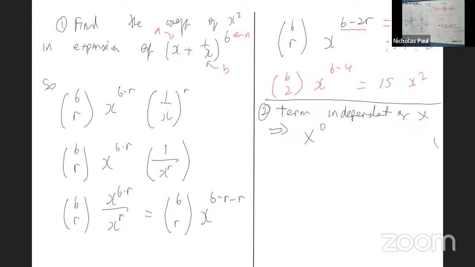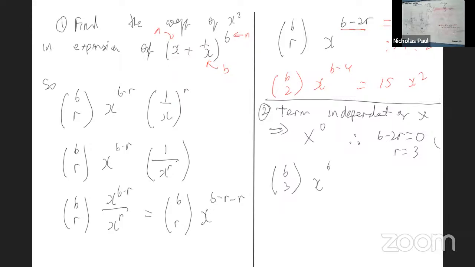If I said independent of x, you have to figure out which R value will give you x to the power of 0. What's the answer? R is what? So 6 minus 2R is 0. So R is how much? Nice. Correct. Good. R is 3. So you're just going to find 6C3.